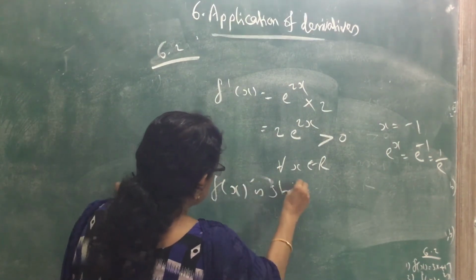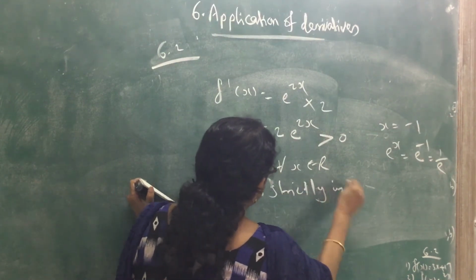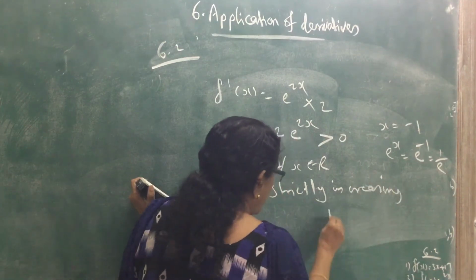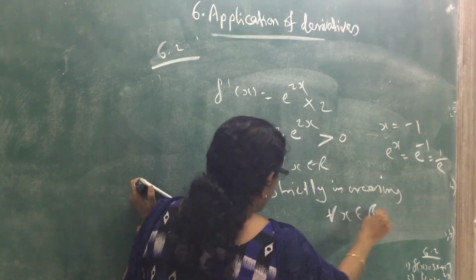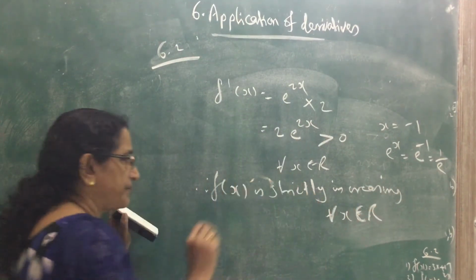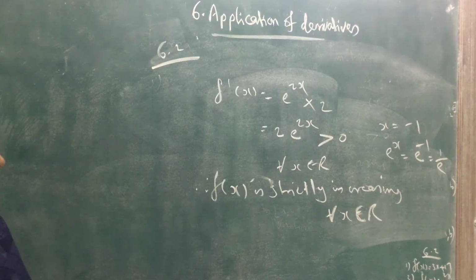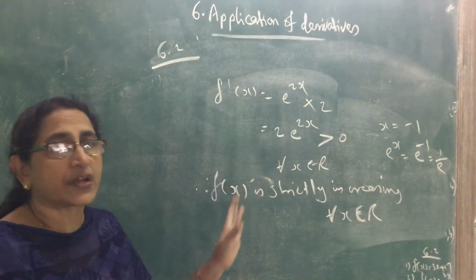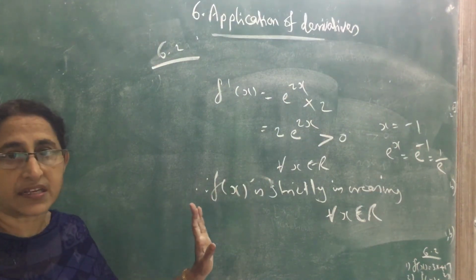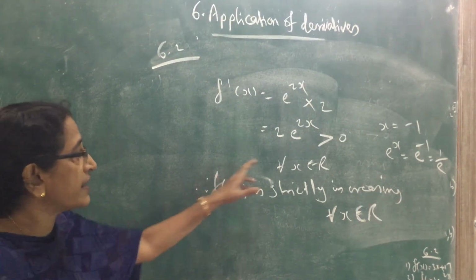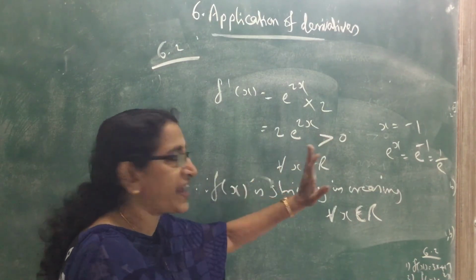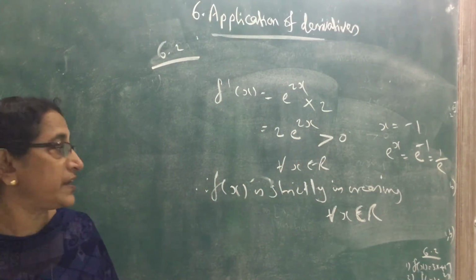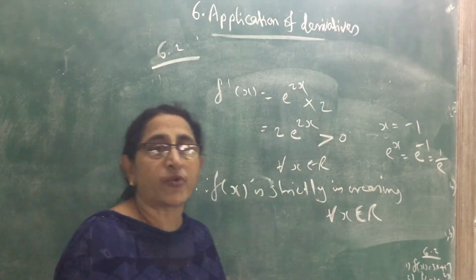F of x is strictly increasing for every x belongs to R. So for every real number, this function is strictly increasing. If it is greater than or equal to 0, in some cases, if it is equal to 0, we cannot write strictly increasing, we can write only increasing. Here it is greater than 0 for every x belongs to R. Therefore, we can say f of x is strictly increasing in the domain or for every x belongs to R. Okay.